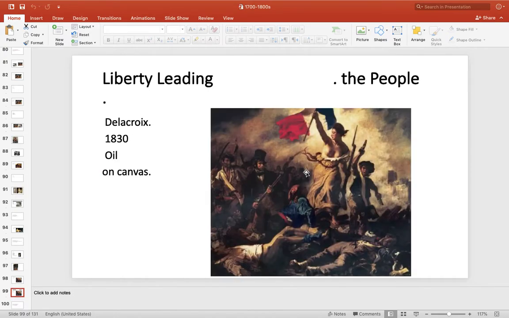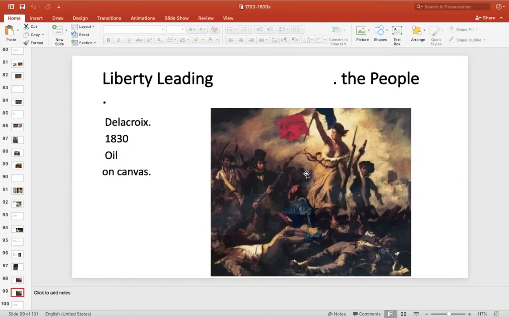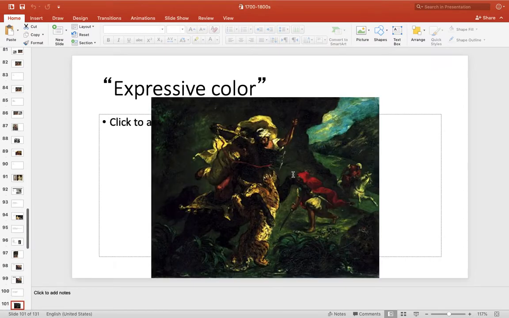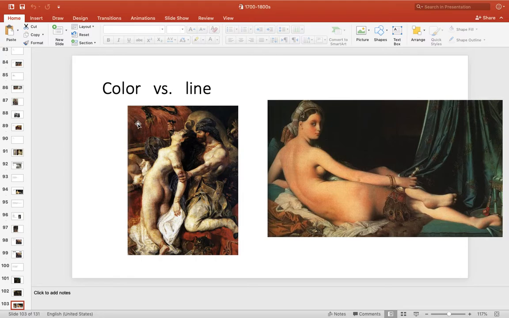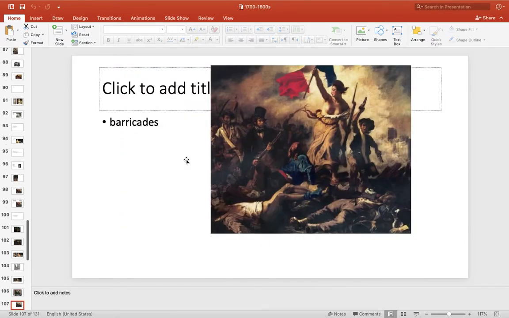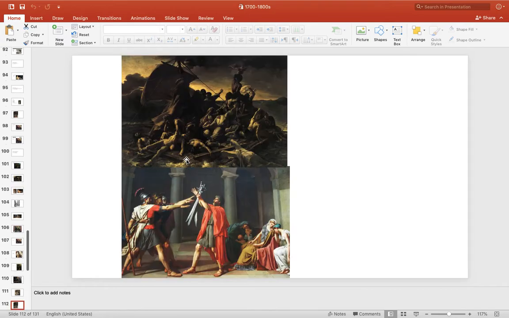Famous: liberty icon, the idea of democracy. Form: color, not line. Expressive, not logical. Diagonal, not vertical. Connection: similar to Athena Battling the Giants. Delacroix is into expressive color. Here's color. Here is line. He is a color guy. Revolution and bourgeoisie. Symbol of liberty. She's a nude like Athena, and a Greek one.